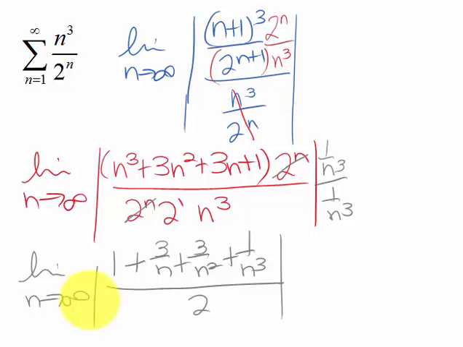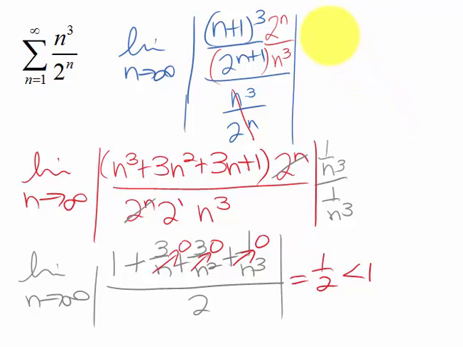So now as we let n go to infinity, we see all of these terms are going to go to 0, and so we get 1/2, which is less than 1, and therefore by the ratio test we have convergence.